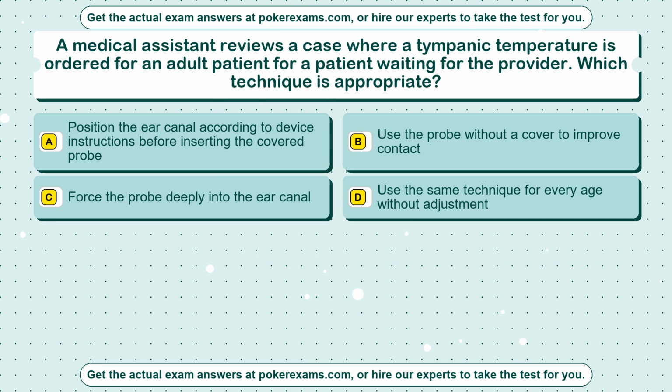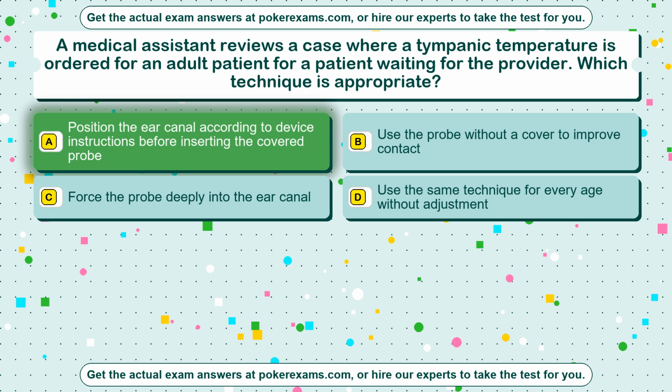Question 45. A medical assistant reviews a case where a tympanic temperature is ordered for an adult patient for a patient waiting for the provider. Which technique is appropriate? Option A, position the ear canal according to device instructions before inserting the covered probe. Option B, use the probe without a cover to improve contact. Option C, force the probe deeply into the ear canal. Option D, use the same technique for every age without adjustment.